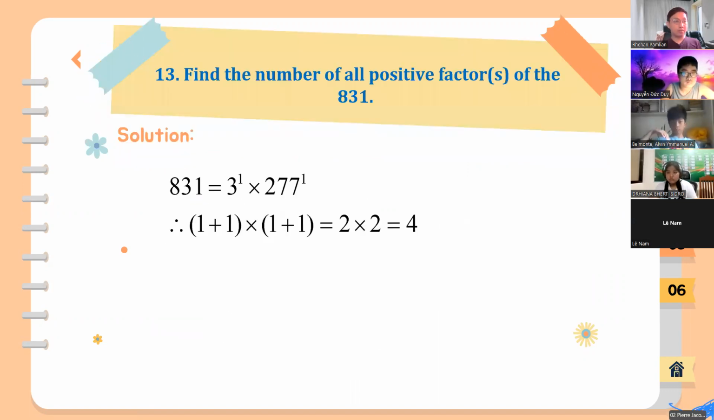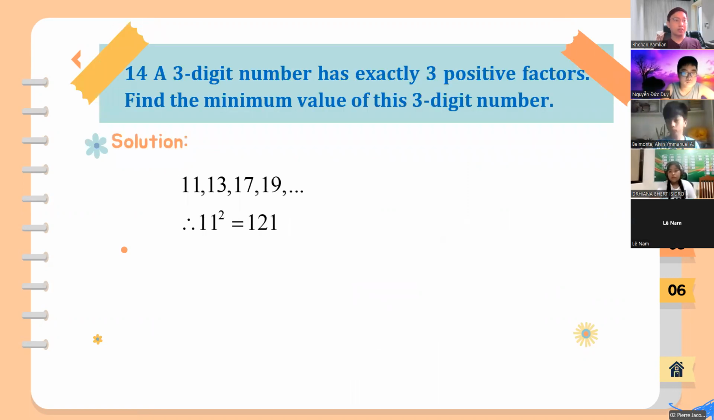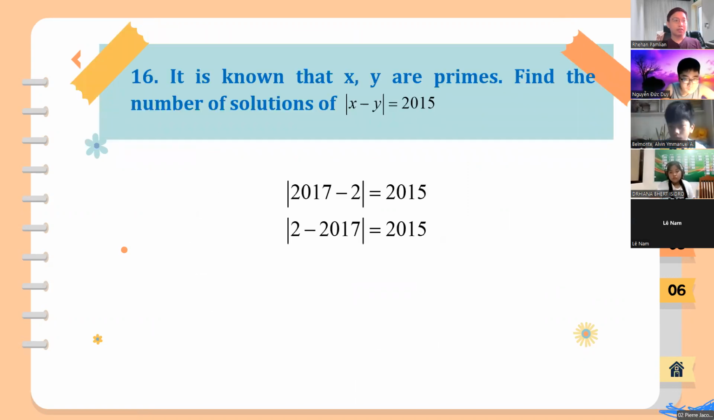Okay. Right. So we now proceed with number 16. For number 16, it is known that x and y are primes. Okay, so prime numbers. So we should always love prime numbers, guys. So x and y are primes. Find the number of solutions of the absolute value of x minus y equals 2015.